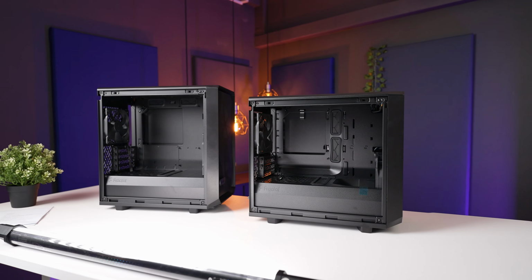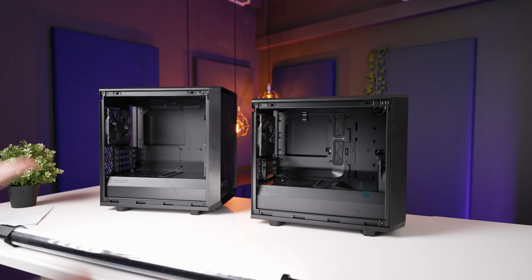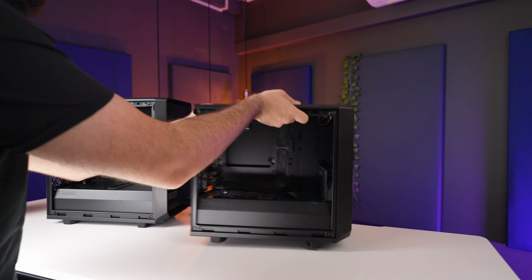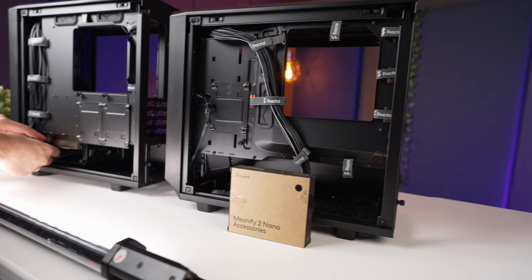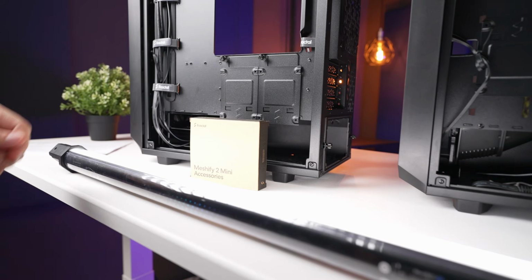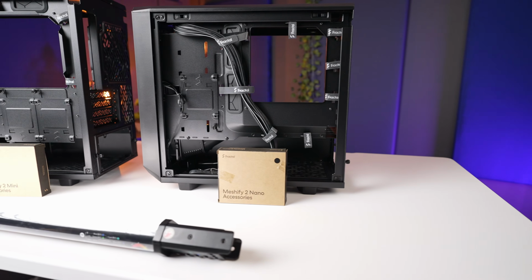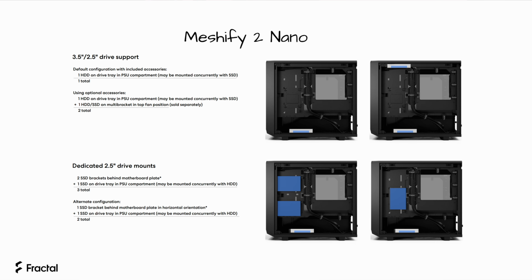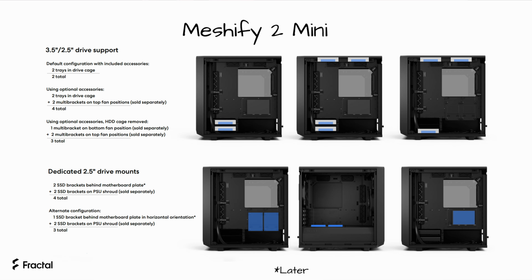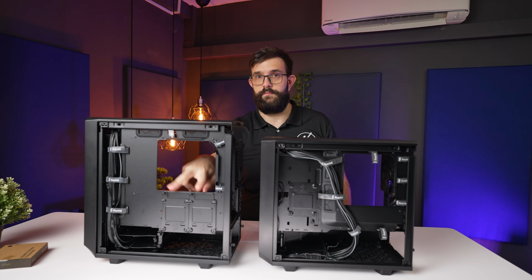The next thing is drive compatibility. The smaller case obviously has a lot less space for the drives. So let's just open them up at the back. So we've got the accessories, and let's see on this one. So we've got the Meshify Mini and Meshify Nano. Now I can remember which one is which. The Nano can only support up to 2 3.5-inch drives or up to 4 2.5-inch drives with 3 included mounts. On the other hand, the Mini can support up to 2 3.5-inch drives and still 4 dedicated 2.5-inch drives with 2 included mounts right here.